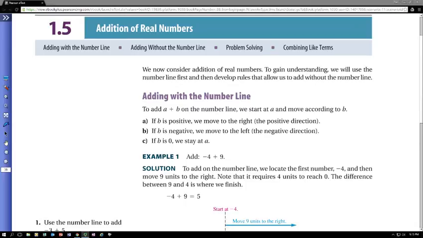Chapter 1, Section 5, Addition of Real Numbers. We're going to talk about what happens on a number line when we add, and then adding without a number line. There are some rules that you can follow. They're kind of complex rules when you put it all together, but I think if you can get the visual idea of adding on a number line, you can do that on larger numbers too, and we'll talk about that a little bit. And then we're going to get into problem solving.